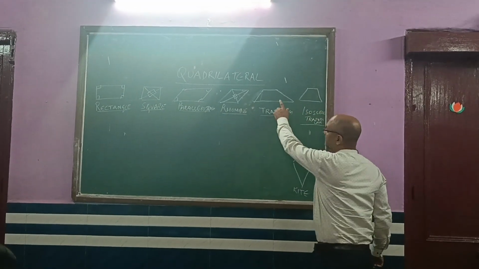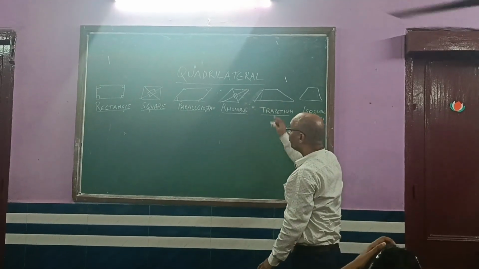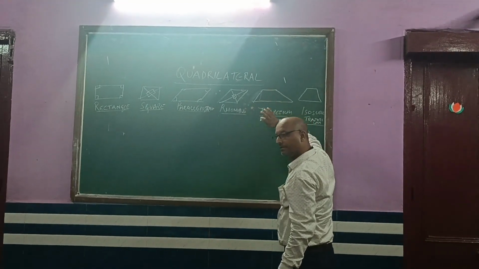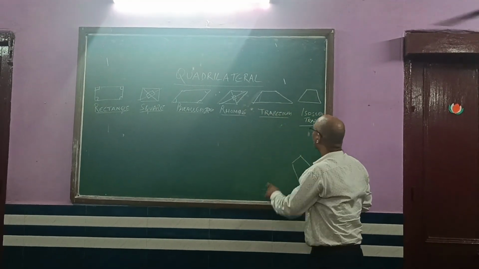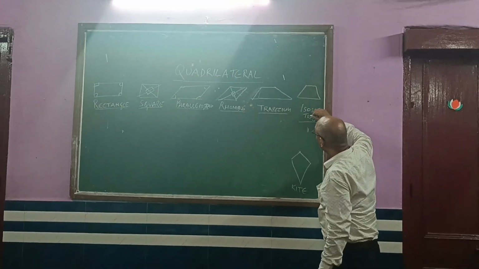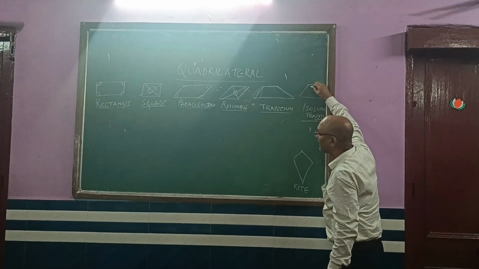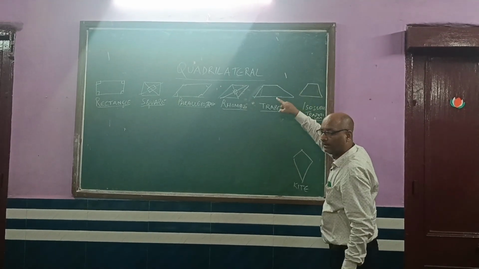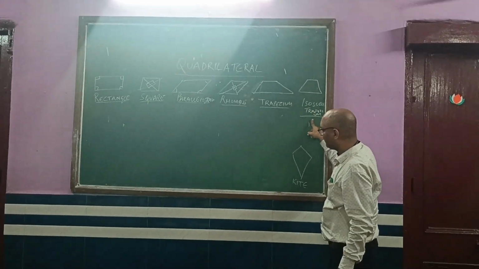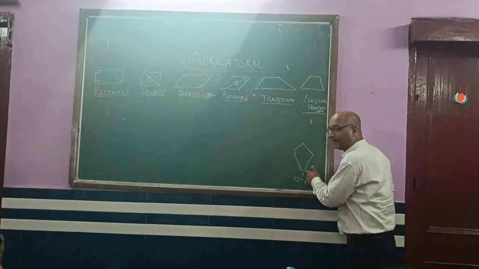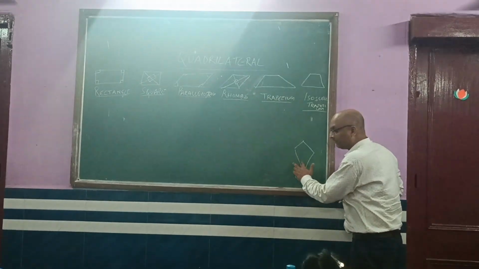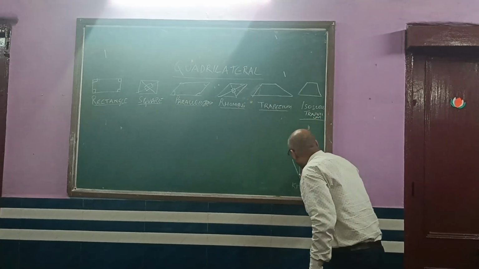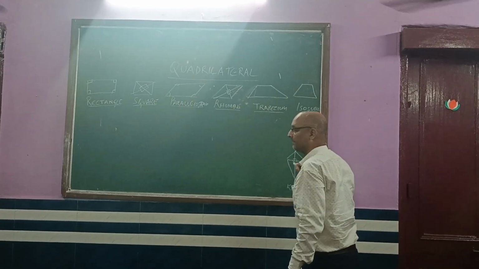Trapezium. A trapezium is a quadrilateral whose one pair of sides is parallel. Understood? That is called a trapezium. An isosceles trapezium is a quadrilateral whose one pair of sides is parallel and non-parallel sides are equal. That's why it is called an isosceles trapezium. A kite is a quadrilateral whose both pairs, this is one pair and this is another pair, are equal and diagonals bisect each other at 90 degree.